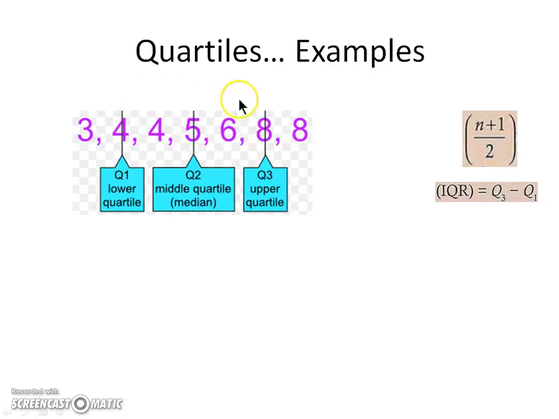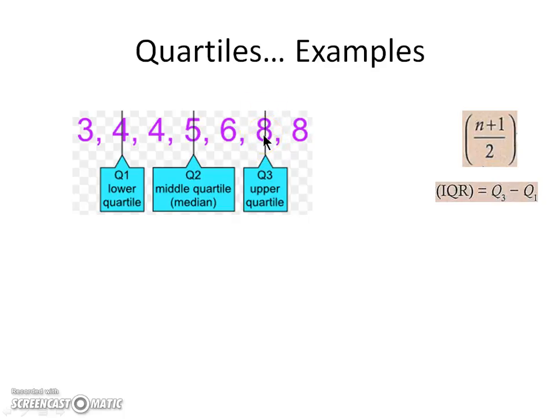Okay? To find Q3, Q3 is the median of the upper half, right? So I have upper half is 6, 8, 8. So my Q3 will be this 8 there.